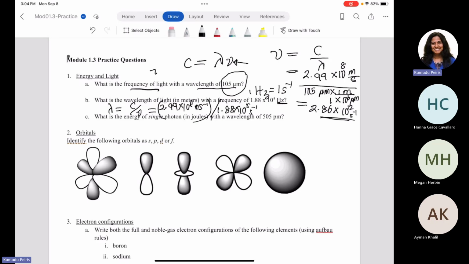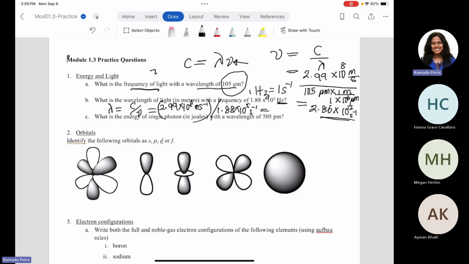I'm going to post the answer key for these practice questions as well, so you can go over that. I will just leave it there in order to save the time of this session.